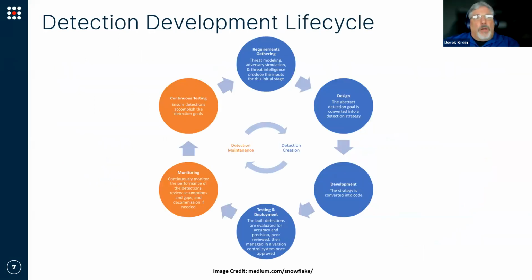Breaking down the development lifecycle a little more, and this is Snowflake's development lifecycle, there's two areas where BAS plays a key role. One of which is the requirements gathering. Not only is it the threat modeling, threat intelligence, but you can actually use adversary emulation in your requirements gathering. And the other is the continuous testing of your detections. So you can monitor those detections, continue to look for those gaps, make sure your assumptions are being met and the detections are working as expected.